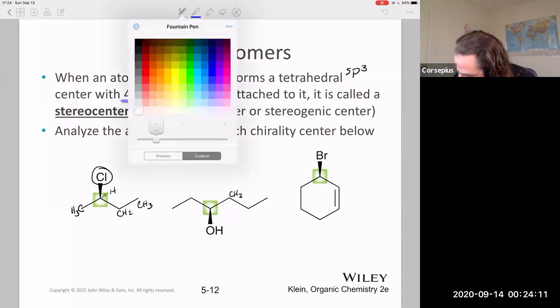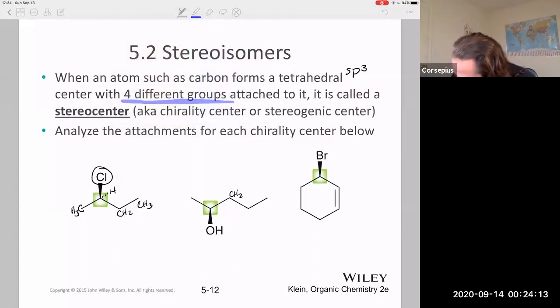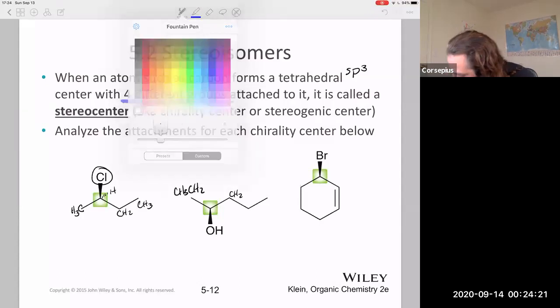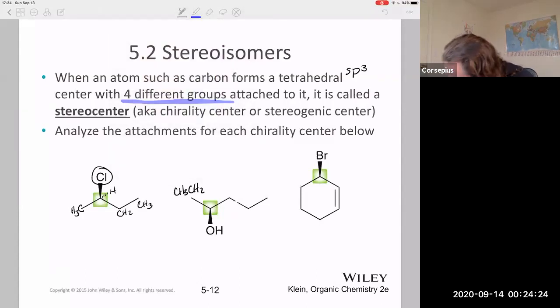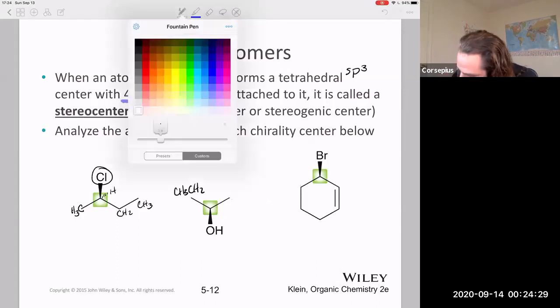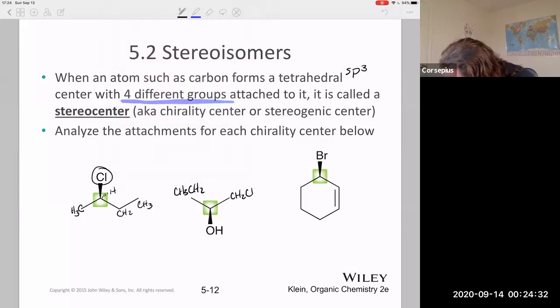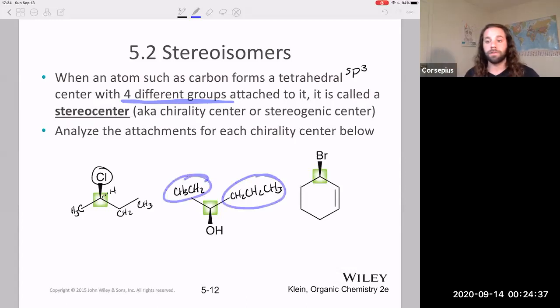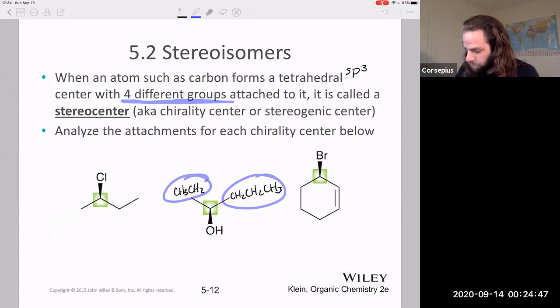I guess what I'm saying is we could replace this with CH3, CH2, and we could replace this with CH2, CH2, CH3. And so these are two distinct groups. They're different from one another. Okay. And then let's look at some examples real quick of something that wouldn't be chiral, or wouldn't be a stereocenter, building off of these examples.